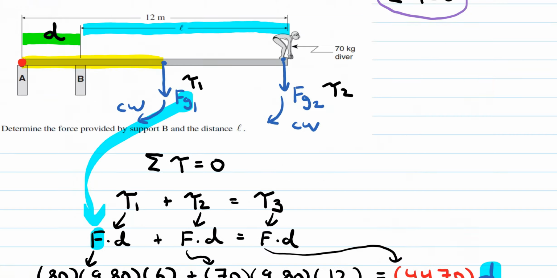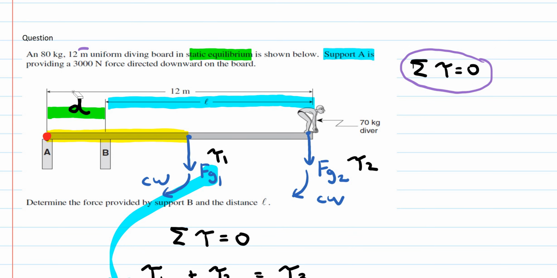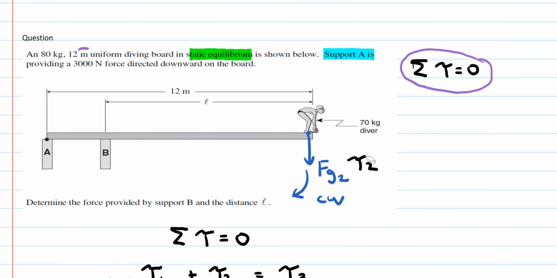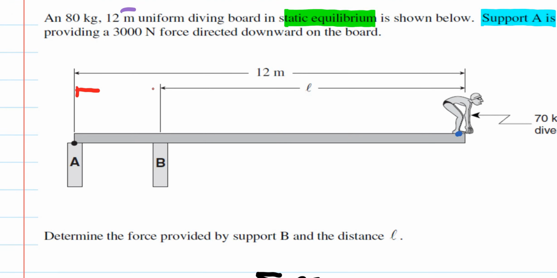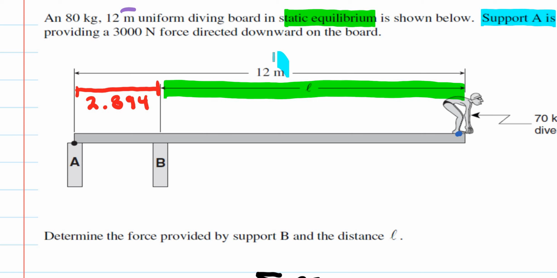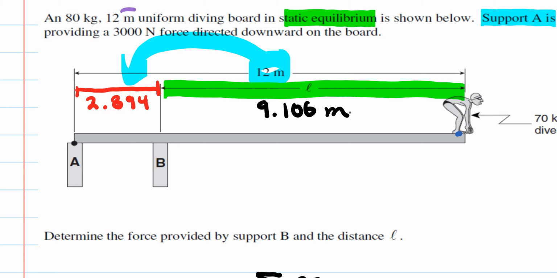So if I go back to the original diagram now, let's go ahead and erase a lot of this. Let me just erase all these colors here. What we just figured out was this particular distance right here, 2.894. And therefore we can find this distance here by taking 12 meters and subtracting that answer. If we do that, we should get 9.106 meters. So that's the distance of length L right there. So, another good static equilibrium problem here.